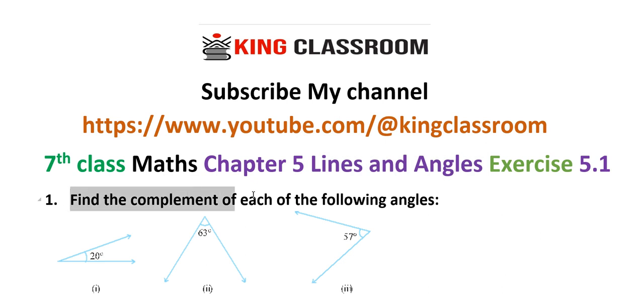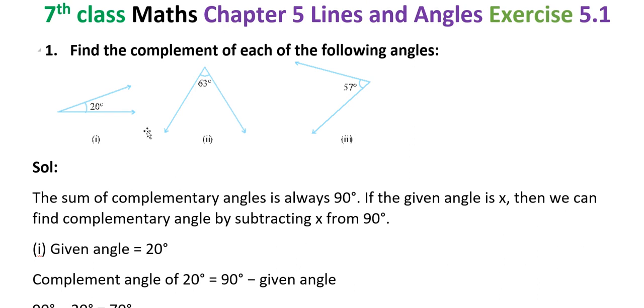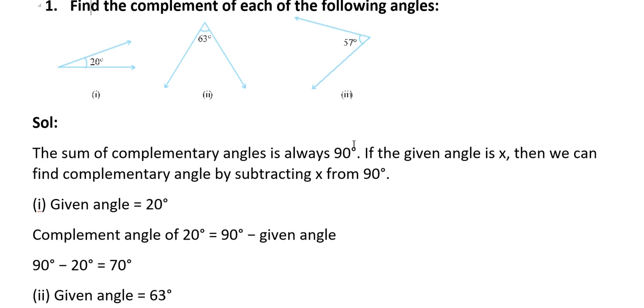Now coming to the class, 7th class Maths chapter 5 lines and angles exercise 5.1. All problems are given solutions here. First one: find the complement of each of the following angles. Here the angles are given. First one angle 20, angle 63, angle 57.